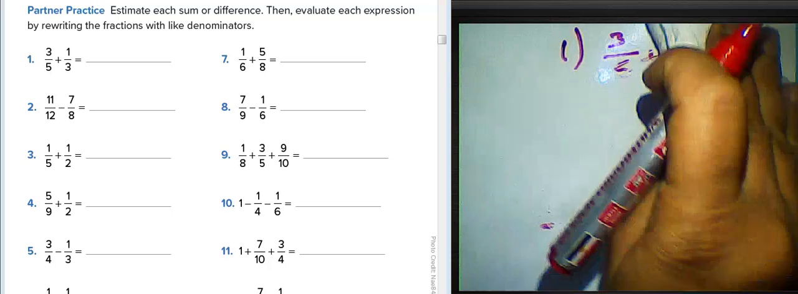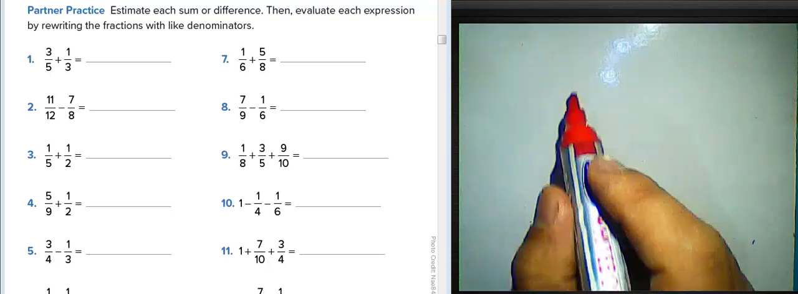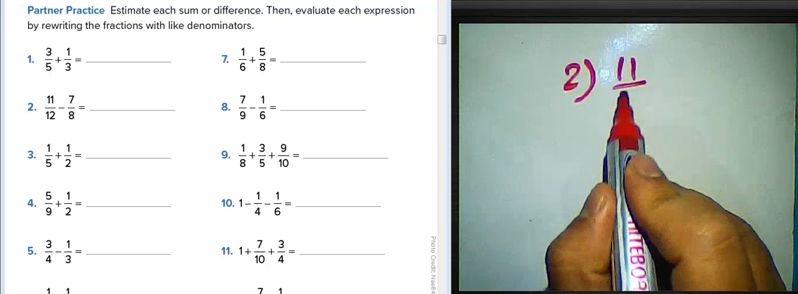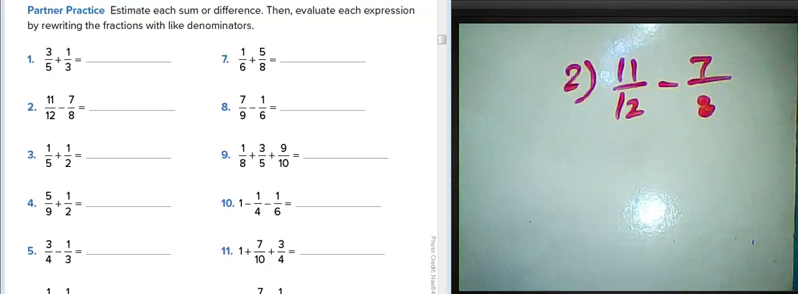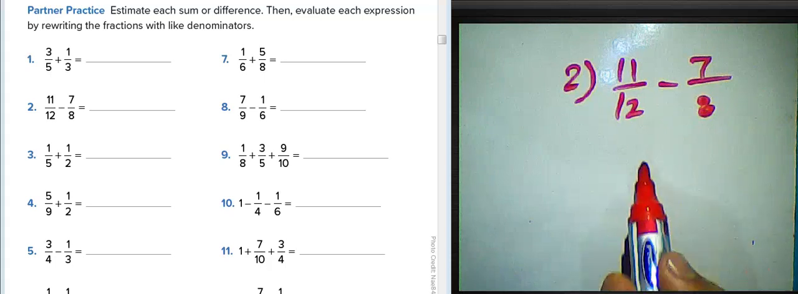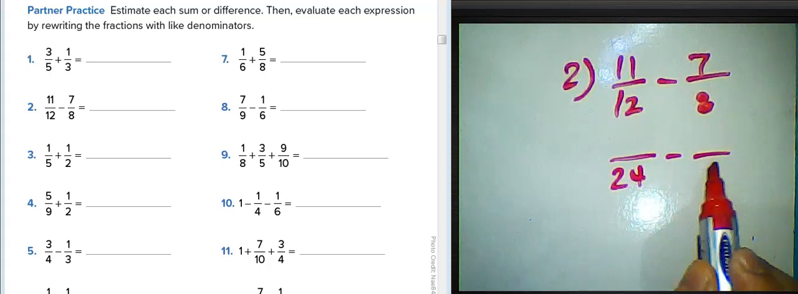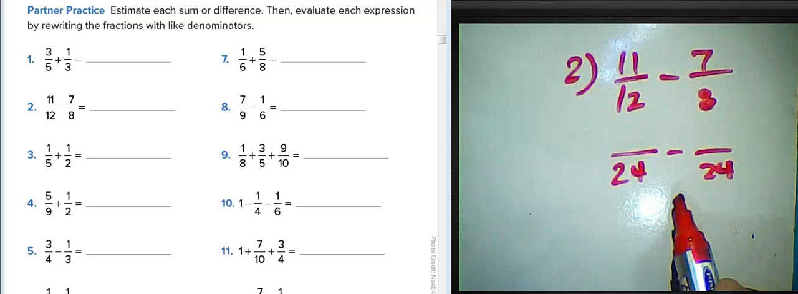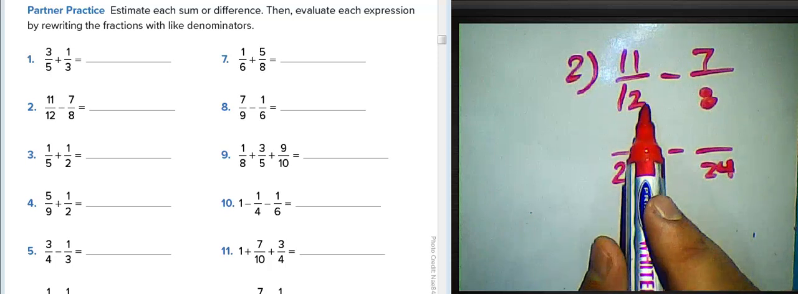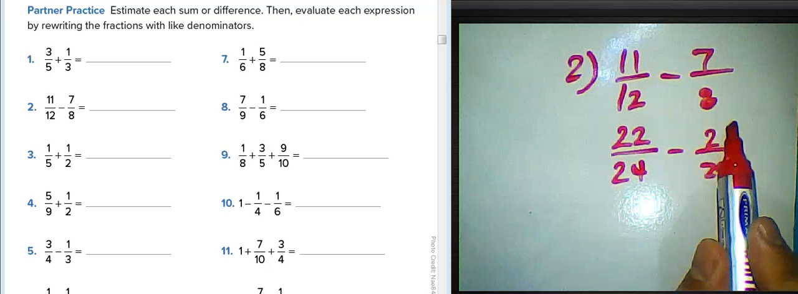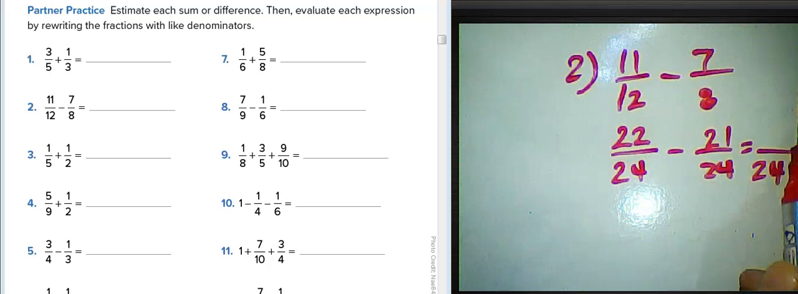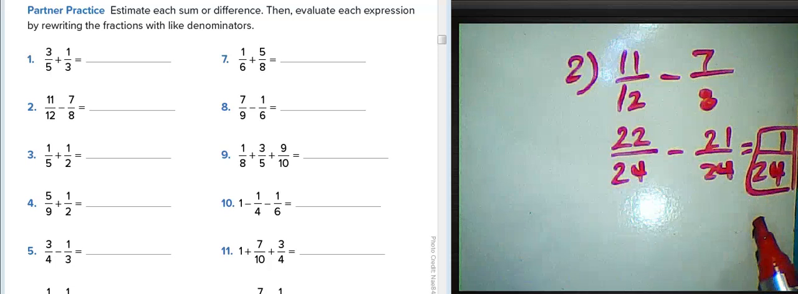Okay, question number 2. 11 over 12 subtract 7 over 8. We can write 24 as the least common multiple. 2 times 12 equals 24. 2 times 11 equals 22. 3 times 8 equals 24. 3 times 7 equals 21. The difference between them is 1, with 24 as the denominator.